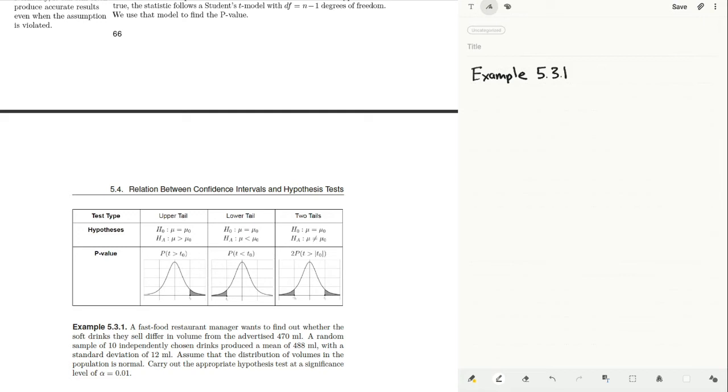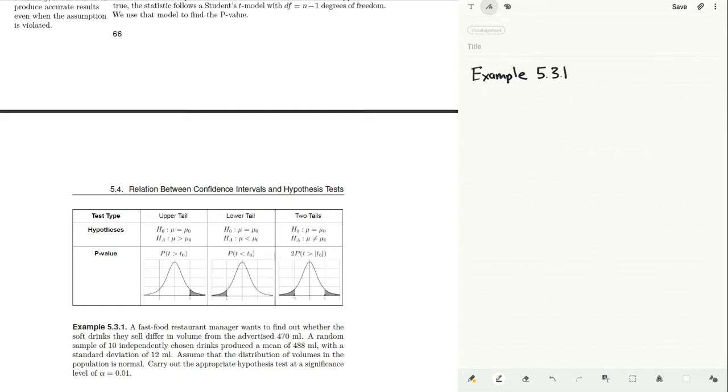So let's take a look at an example. Suppose that a fast food restaurant manager wants to find out whether the soft drinks they sell differ in volume from the advertised 470 milliliters. A random sample of 10 independently chosen drinks produced a mean of 488 milliliters with a standard deviation of 12 milliliters. Assume that the distribution of volumes in the population is normal. Carry out the appropriate hypothesis test at a significance level of 1%.